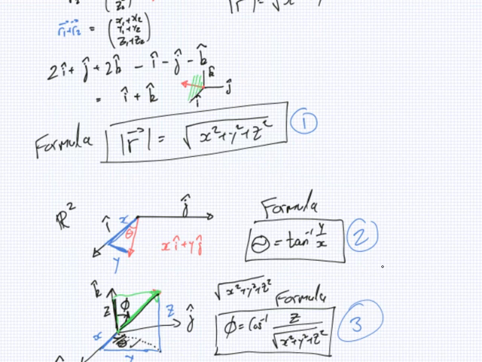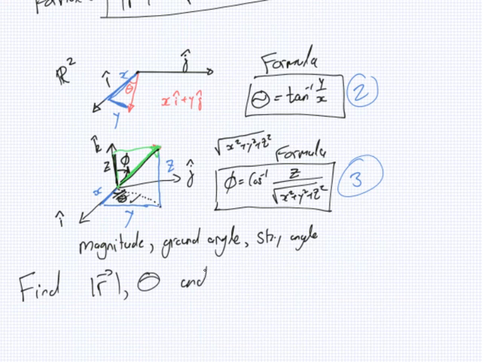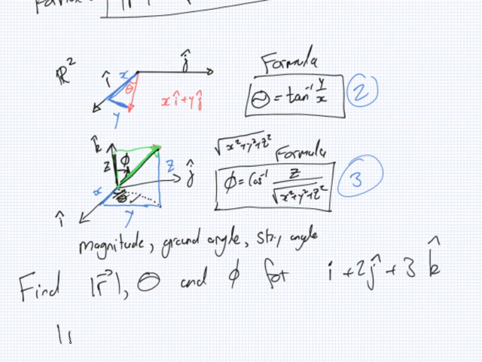Yeah? So let's practice one. I'll let you try this one for me. Find the magnitude, the theta, and the phi for i plus 2j plus 3k. Alright, so let's do the first part. What's the magnitude here? Square root, yeah, 1 plus 4 plus 9. So that's square root 14.